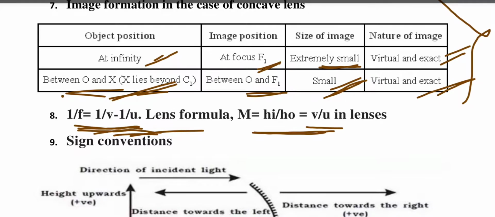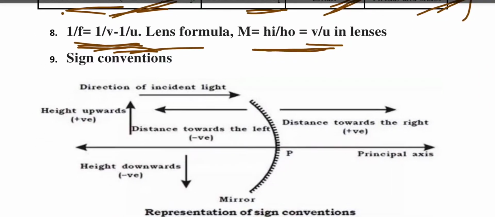So let us move on to sign conventions. Sign conventions are very important while solving problems. I have already discussed it, but as I am starting problems again, you need to know, so I am revising it once again. So Cartesian sign conventions: all distances are measured from the pole of the mirror or optical center of the lens. Whatever you take left side, you have to take it as negative.